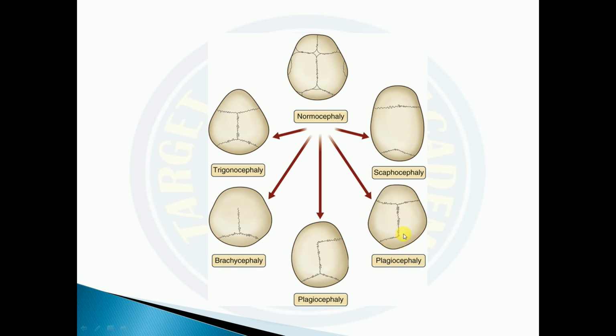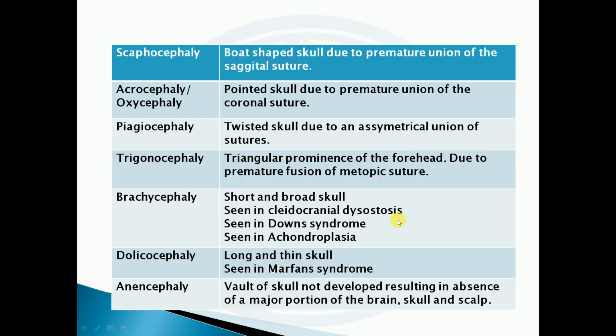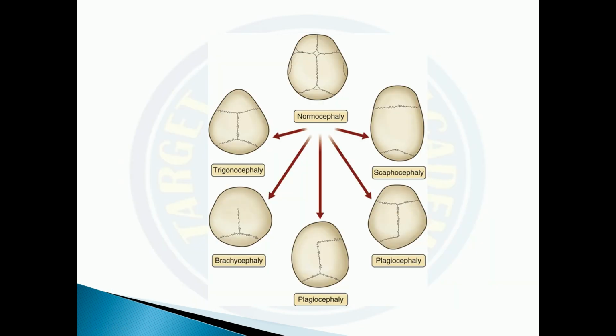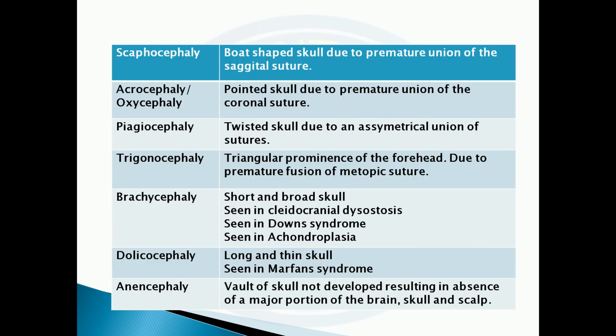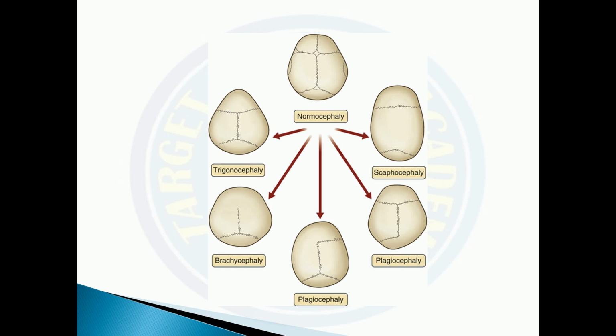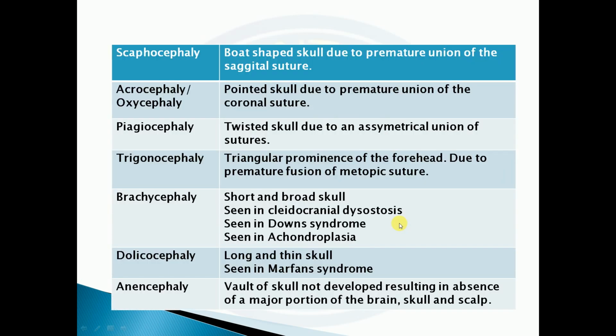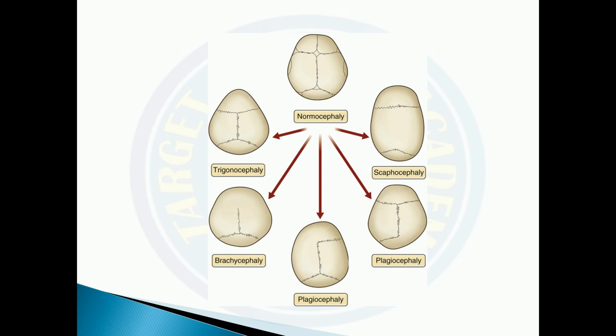This is the plagiocephaly. Can you see this? It is the asymmetric union of the sutures. Trigonocephaly, it is the triangular prominence of the forehead due to the premature fusion of the metopic suture. Can you see this? It is the triangular shape of the head.